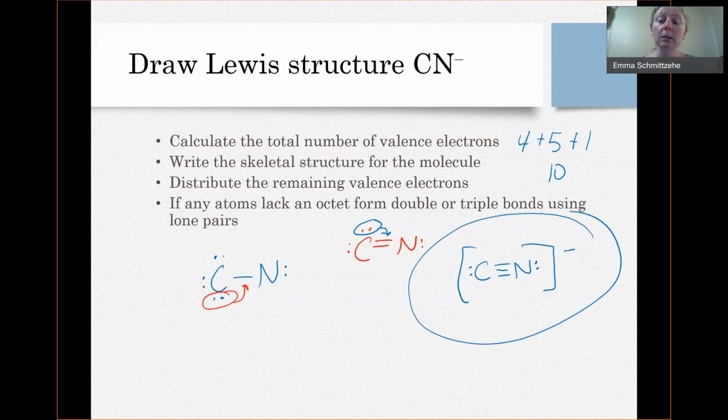Okay, so now let's move on to some things that actually have a central atom. Okay, so things that have more than 2 atoms are going to have a central atom.